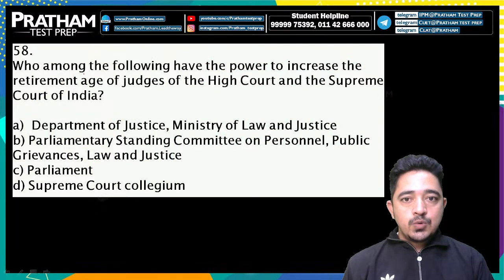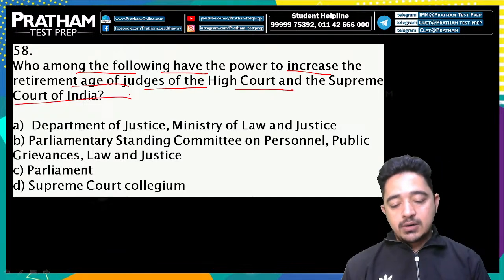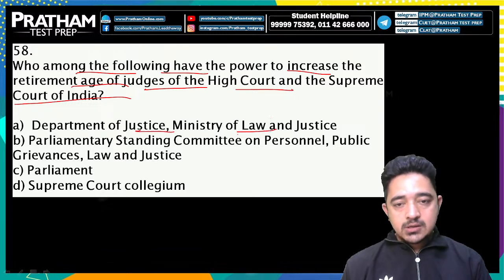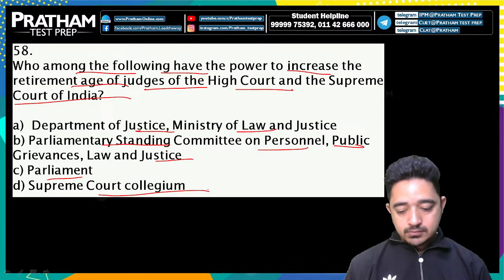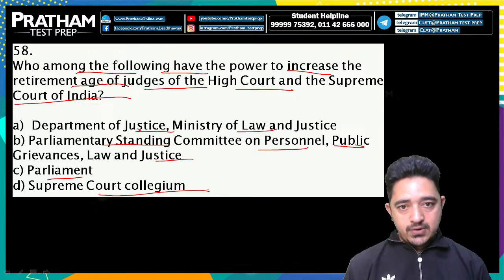Next one. Who among the following has the power to increase the retirement age of judges of the High Court and Supreme Court of India? In India, who has the authority to increase the retirement age of High Court and Supreme Court judges? Department of Justice, Ministry of Law and Justice, Parliamentary Standing Committee on Personnel, Public Grievances, Law and Justice, Parliament, and Supreme Court Collegium. Option A, Department of Justice, Ministry of Law and Justice.